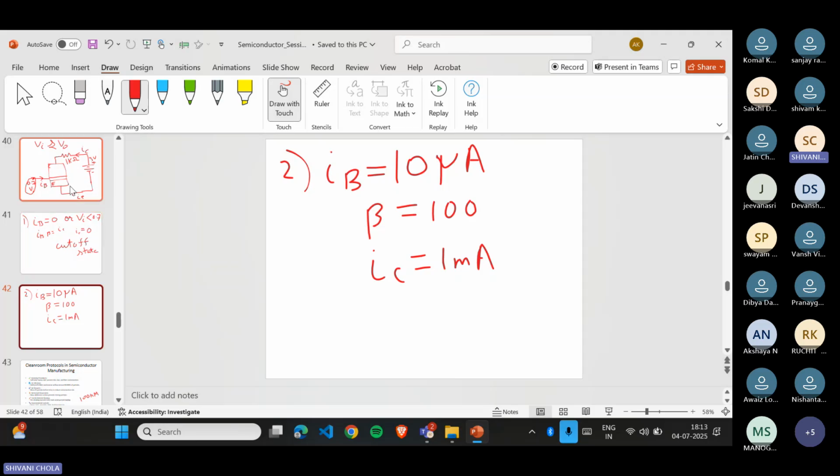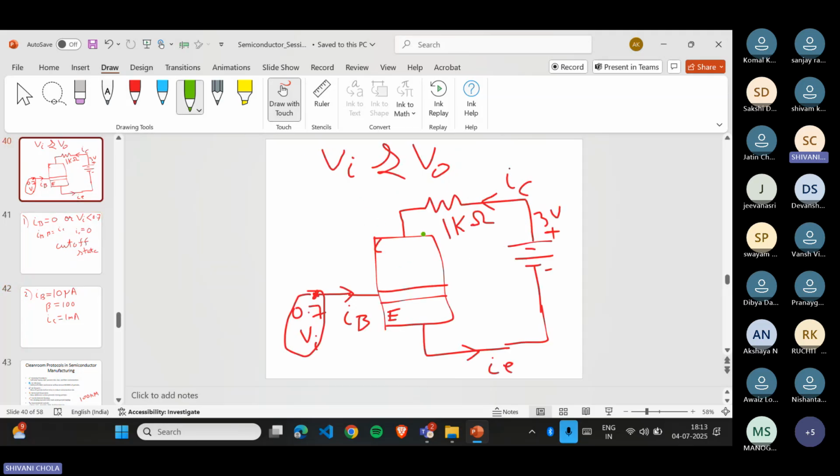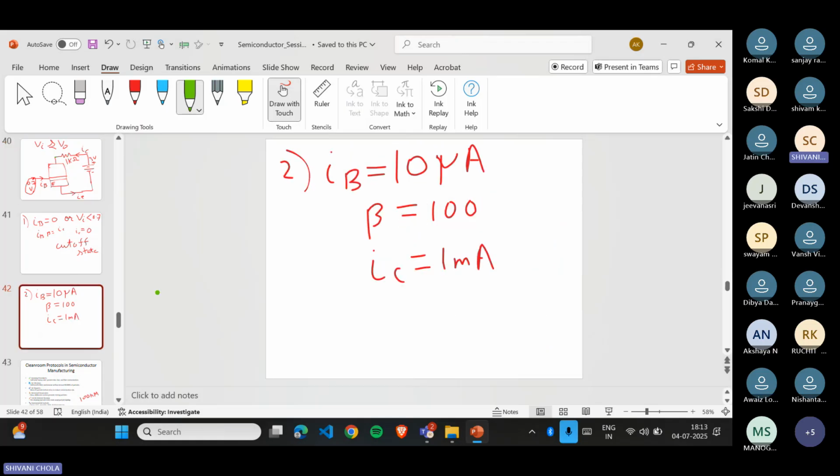Can anyone tell me the potential at this point? At this point, let's say you are applying 3 volt over here. The IC is 1 milliampere. What will be the potential at this point? Come on, Ohm's law. 1 volt. Yes, it will be 1 volt. The answer will be 1 volt. Why? Let's look.